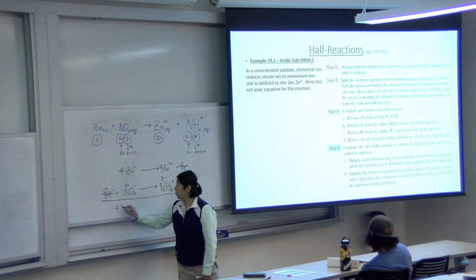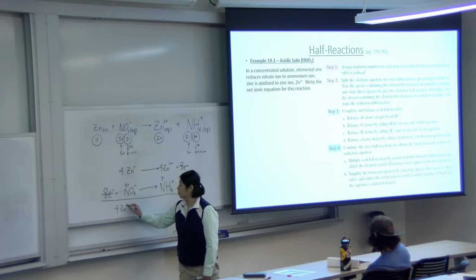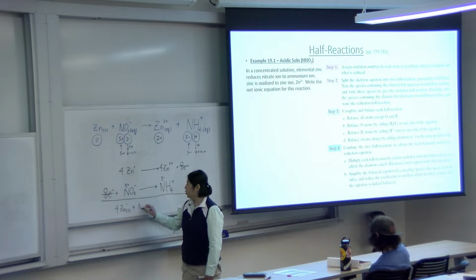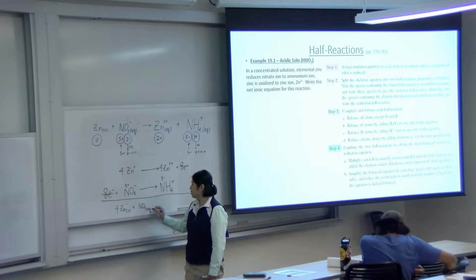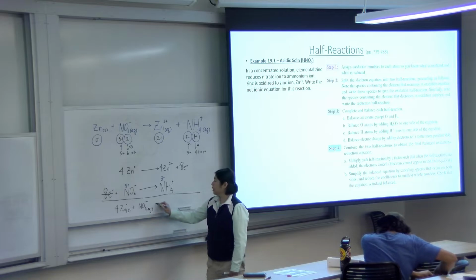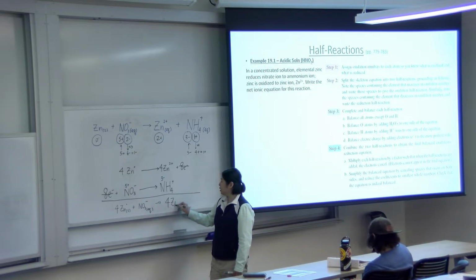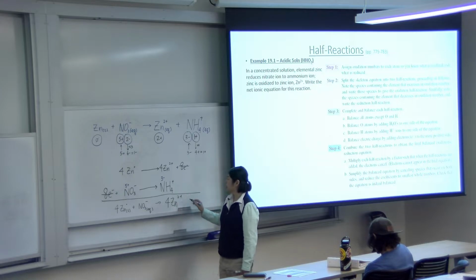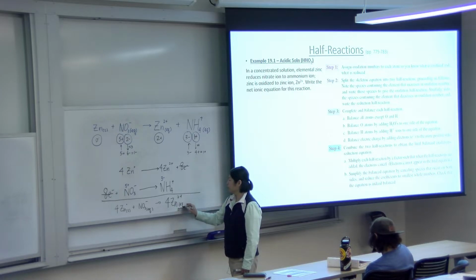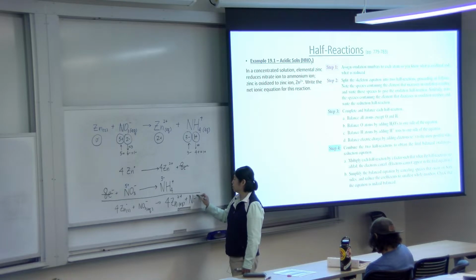4 zincs. This is solid plus NO3. This is aqueous. It gives us 4 zinc 2 plus aqueous plus NH4. Again, this is aqueous. Okay?